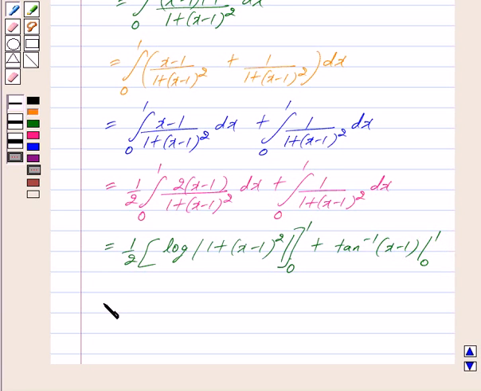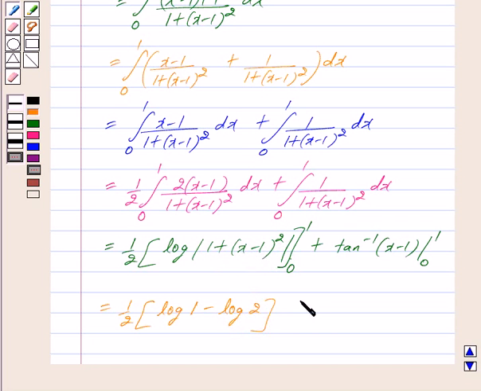And this is equal to 1 by 2 into, now putting the limits we get log 1 minus log 2. Because we have the upper limit as 1, so putting 1 in place of x here we get 0. So we get log 1 minus, and the lower limit is 0. So putting here 0 we get 0 minus 1 whole square, that is minus 1 whole square, which is 1. So 1 plus 1 will give us 2.